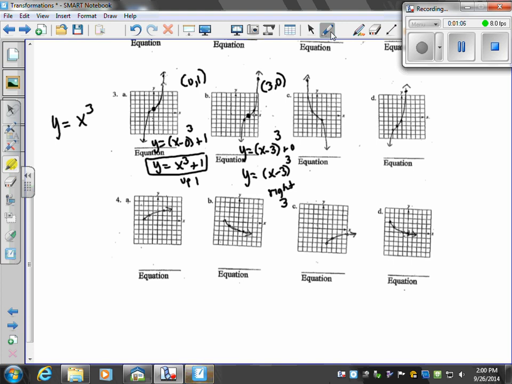Alright, we do notice this one's going in an opposite direction, so it's going through the origin, 0, 0, but because it's going that opposite direction, we know it's a reflection. So we have y equals negative for the reflection, and then we just get x minus 0 cubed plus 0, which is just negative x cubed, and that just means it is reflected.